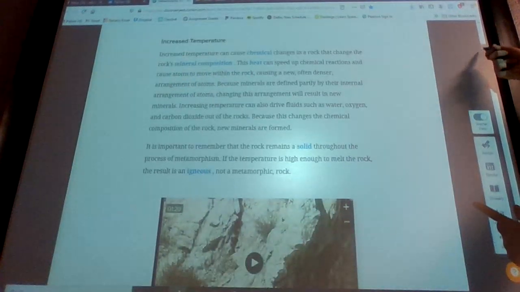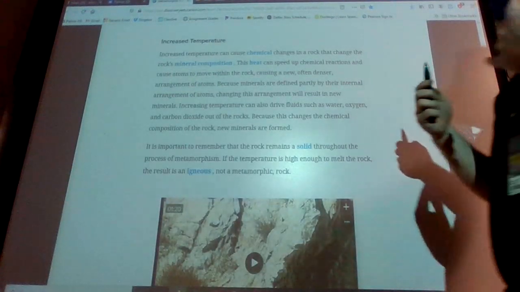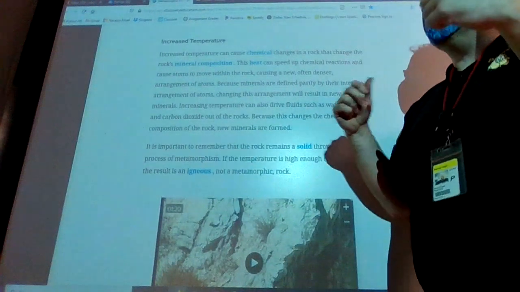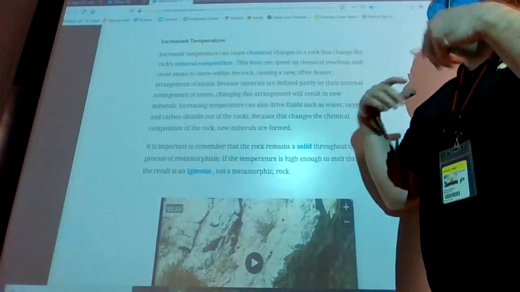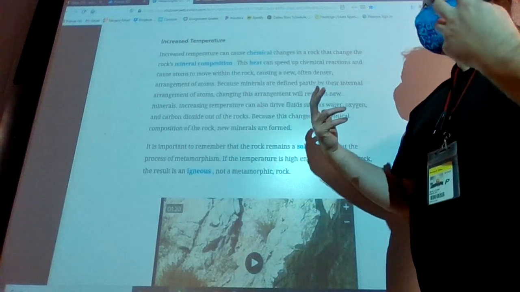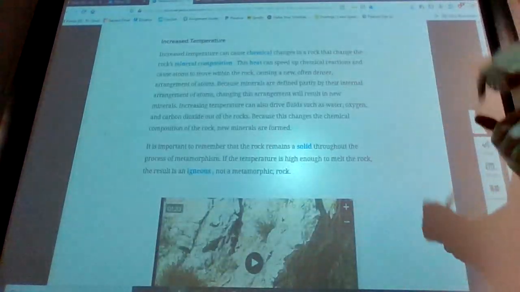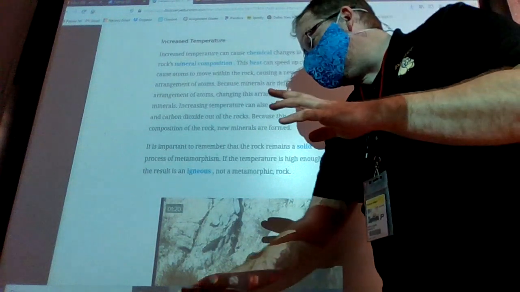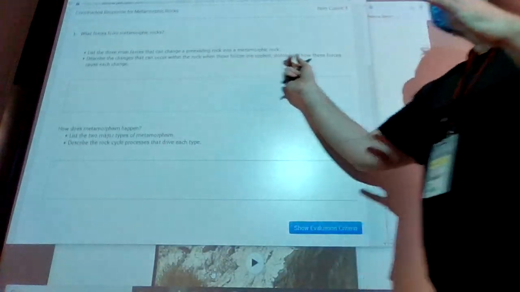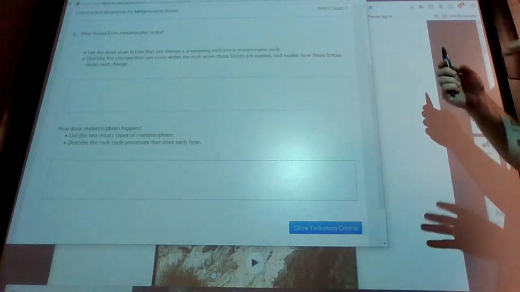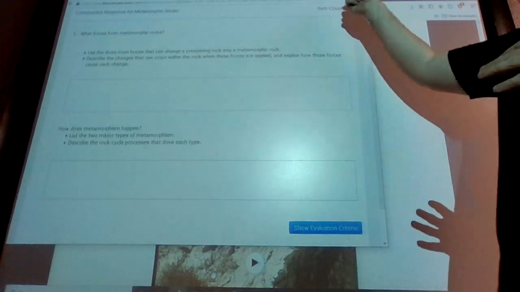And so if you scroll down here, I think this is what's going to tell you. So I would have number 1, increased temperature. And then I want you to put a little dash and tell me what happens to the minerals when you increase temperature. Let me go back and see exactly how they worded this. Describe the changes that can occur within the rock when these forces are applied. Explain how these forces cause each change.